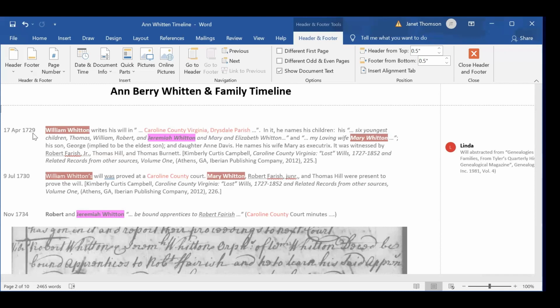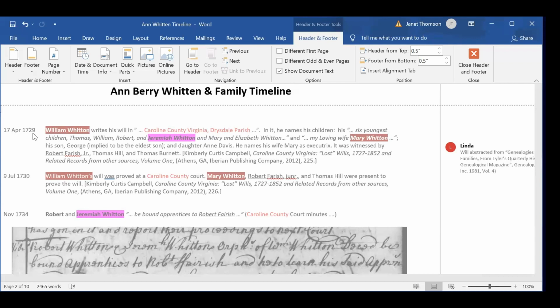Now, that's a nice thing because we're sitting all in one place, people, and we've got a very important factoid that has proven some pretty neat things for her family. First of all, this is in 1729, and by July of a year later, his will is being proved. So sometime during that time, William Whitten died. So we've got a period of time when this person died.